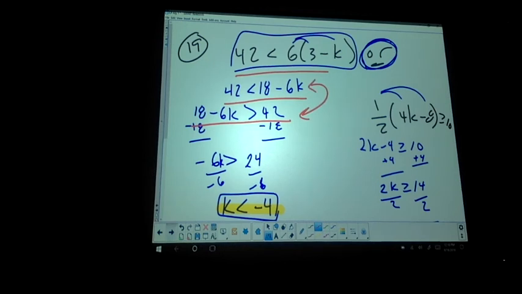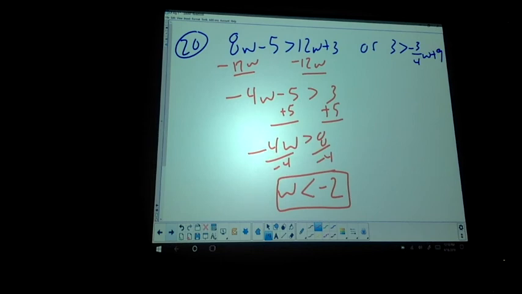I want the letter to be on the left side. Okay? So I want the letter on the left side. So I'm going to do this.